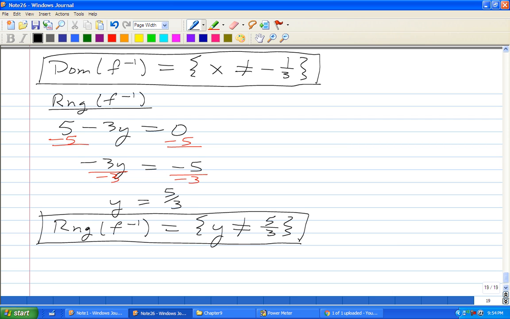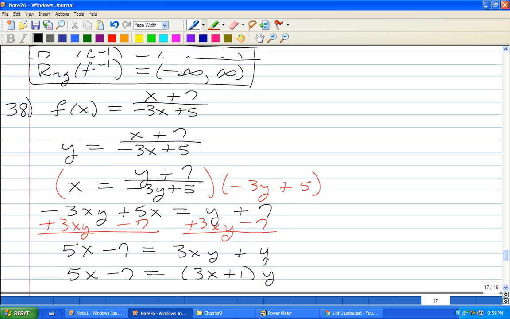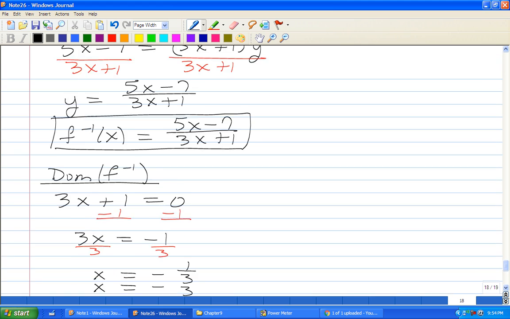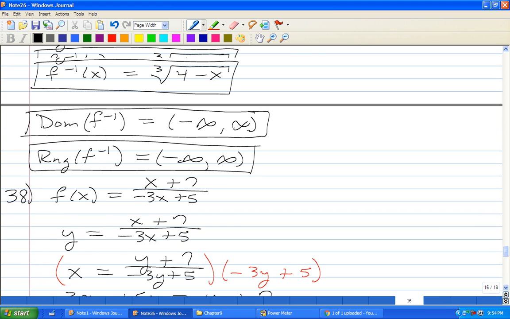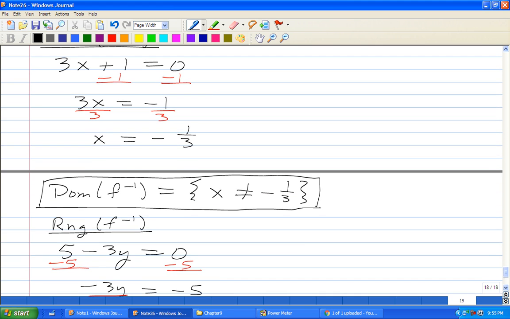If you recall, when we did the range for these types of functions, I just said, as long as this was a linear function divided by a linear function, you just look at the leading coefficient of the numerator, 1, and the leading coefficient of the denominator, negative 3, and the range would be the set of all y's not equal to their ratio, 1 divided by negative 3. And so you get the same answer.